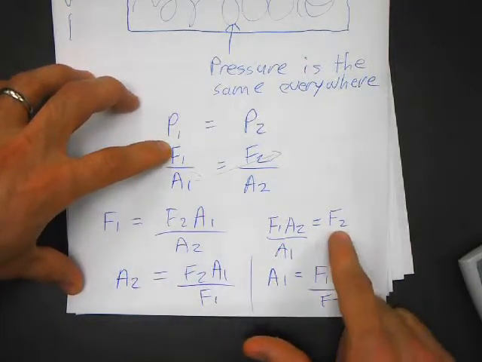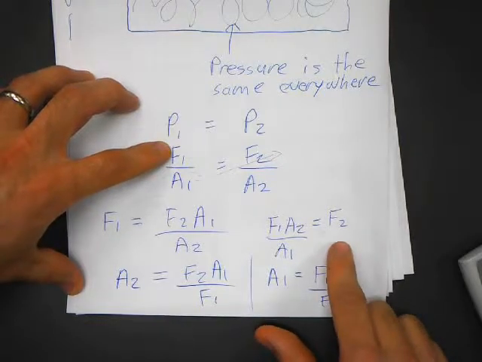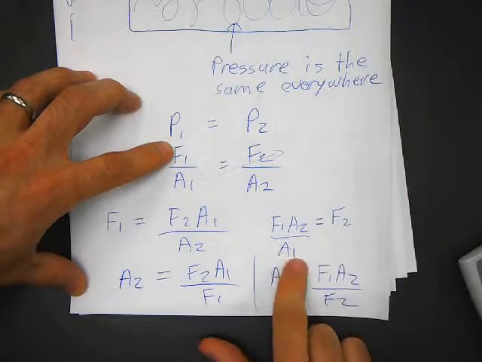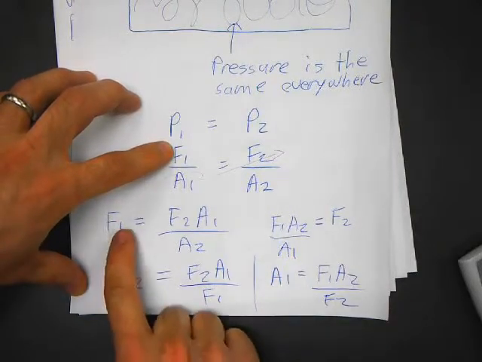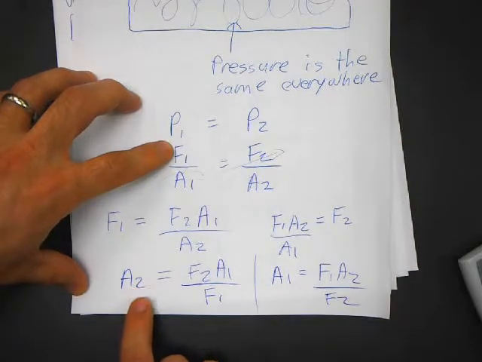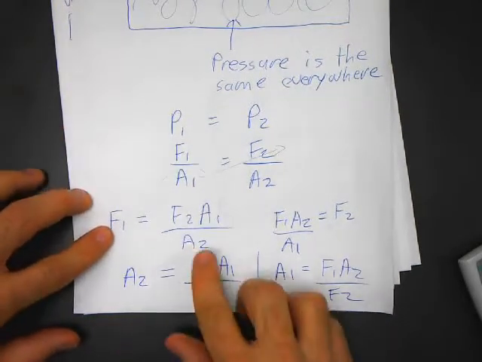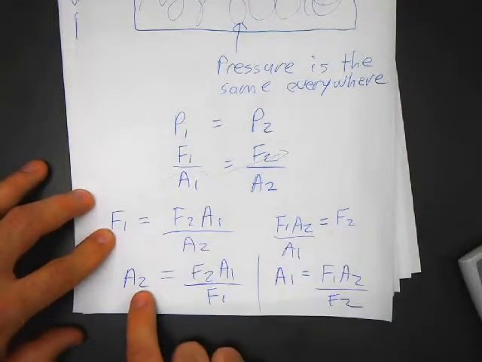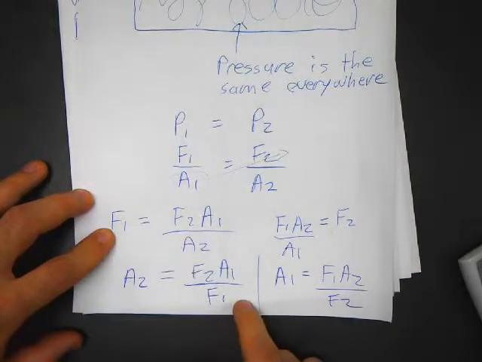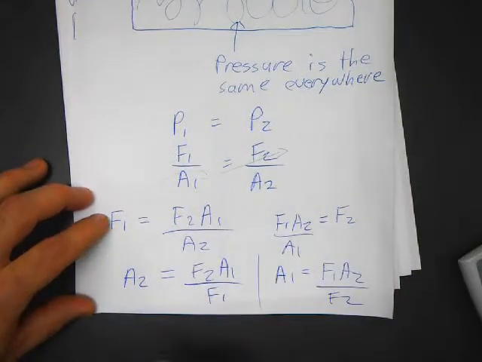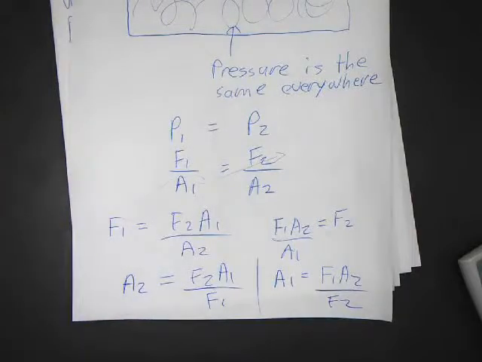If you want force 2, which is kind of what we originally said we'd be solving for, well, here that is, same idea. You can rearrange both of these equations to find area 1 and area 2 just by switching A2 and F1. So the A2 goes there, F1 goes to the bottom. Pretty simple. Okay, so there's your 4 formulas, the only possible formulas for this situation.